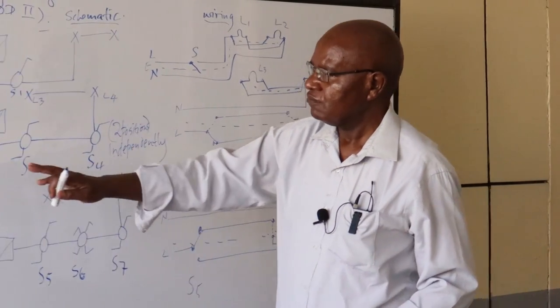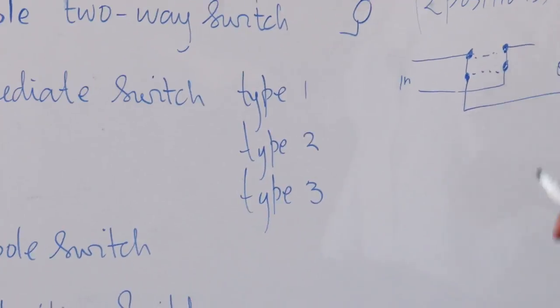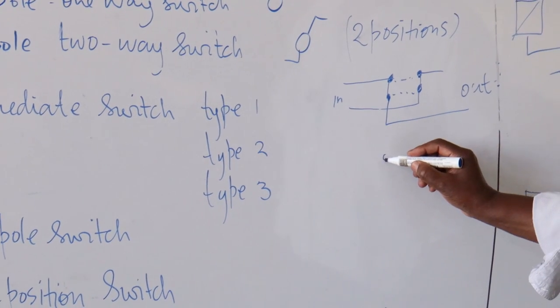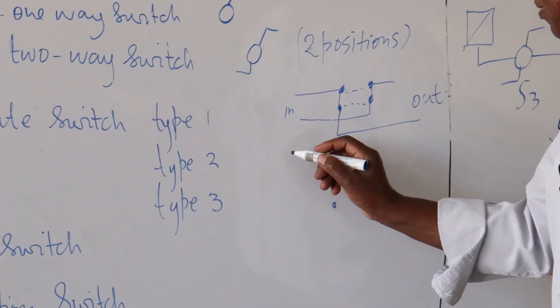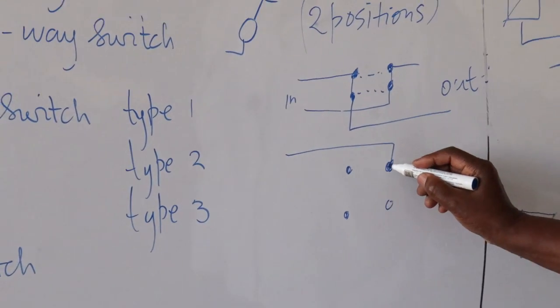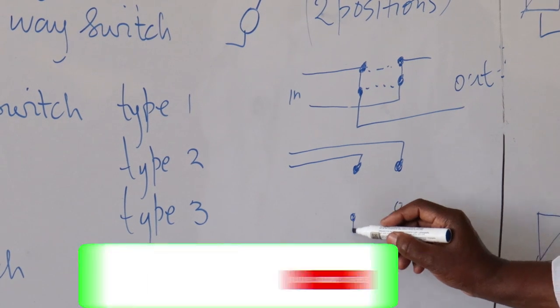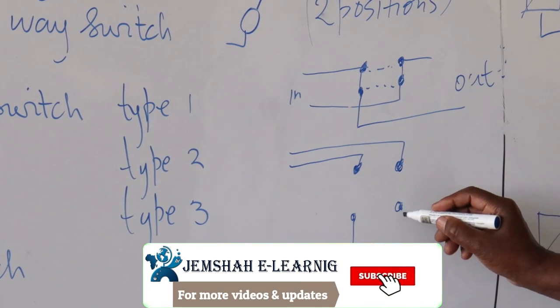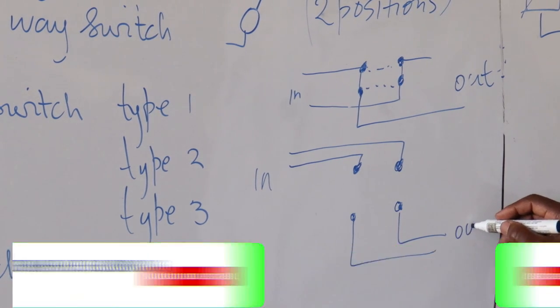Now, I've talked of the intermediate switches. You have got the three different types. That is a type 1. Now, the type 2, again, they are the four terminals. The type 2, when coming, will come something like that. So this will be the in, and this will be the out.